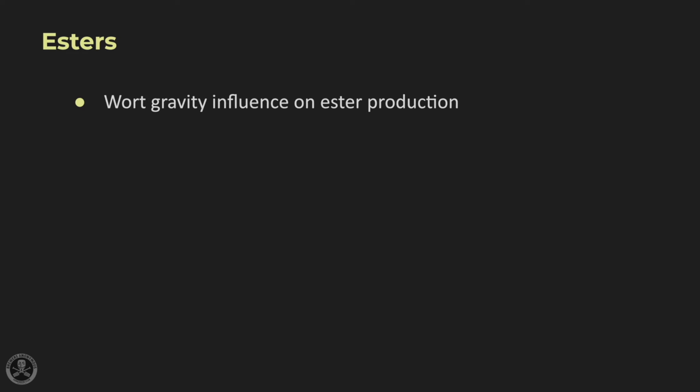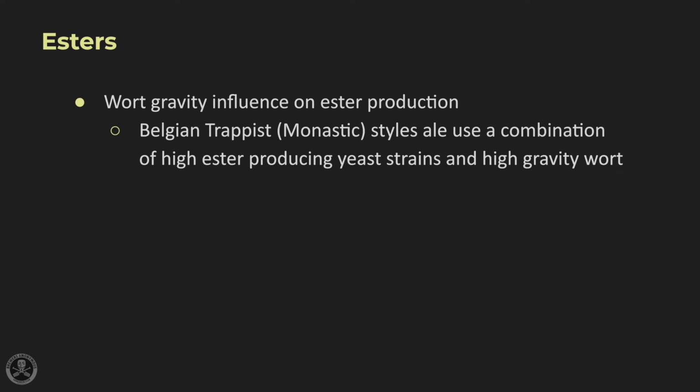For the wort gravity influence on ester production, Belgian Trappist ales, now categorized as monastic ales, are a prime example of a style utilizing higher ester production yeast strains in high gravity wort. The higher amount of sugars to metabolize in that wort lends to more ester production. They're further enhanced when adding an ester forward producing yeast strain like a specific Belgian ale yeast strain.